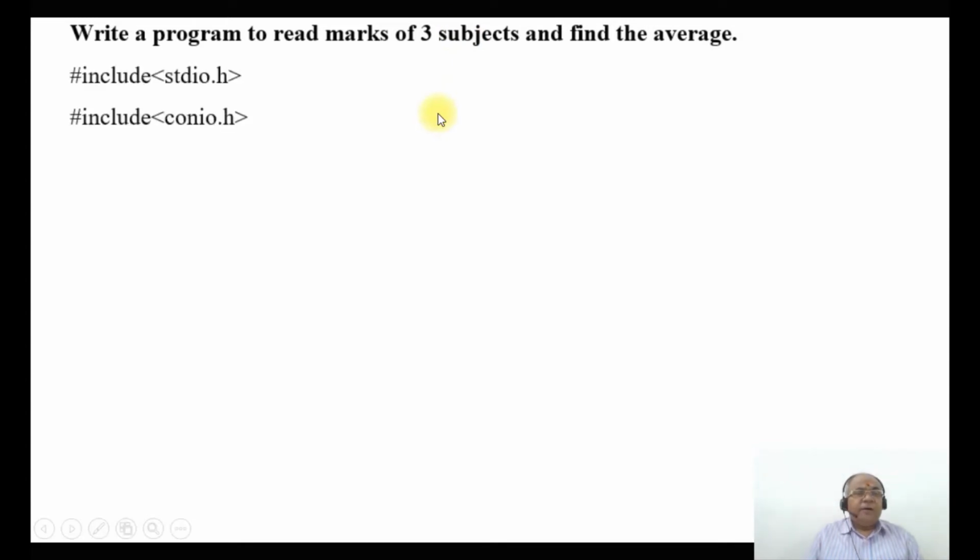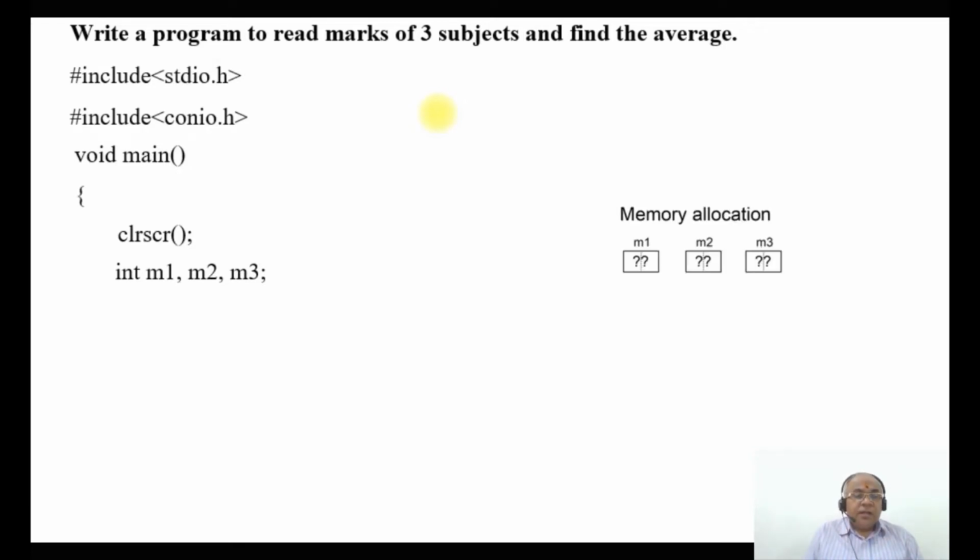First we include the header files stdio.h and conio.h, then void main, then we use clear screen. First we declare the 3 marks. Since we want to read the marks of the 3 subjects, we take M1, M2 and M3, which are of integer type. The memory locations for M1, M2, M3 hold garbage values, with 2 bytes for each integer.